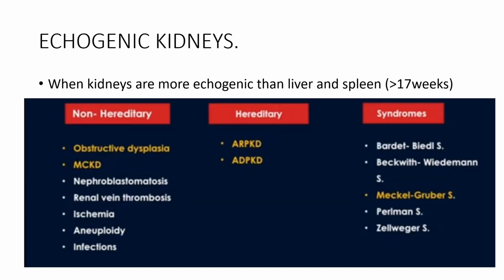Echogenic kidneys. When the kidneys are more echogenic than the liver and spleen after 17 weeks of gestation, it's called hyperechoic kidneys. Causes are mainly classified as non-hereditary, hereditary, and syndromic. Non-hereditary causes are obstructive dysplasias, multicystic kidney disease, nephroblastomas, renal vein thrombosis, ischemia, aneuploidy, and infections. Hereditary causes are autosomal recessive polycystic kidney disease and autosomal dominant polycystic kidney disease. Syndromic associations are mainly Meckel-Gruber syndrome, Beckwith-Wiedemann syndrome, and Bardet-Biedl syndrome.